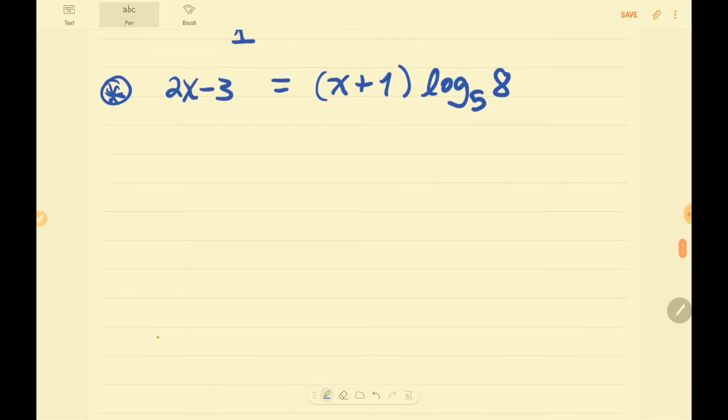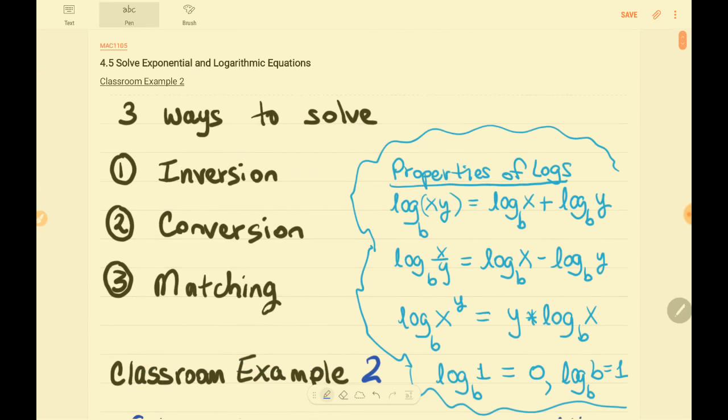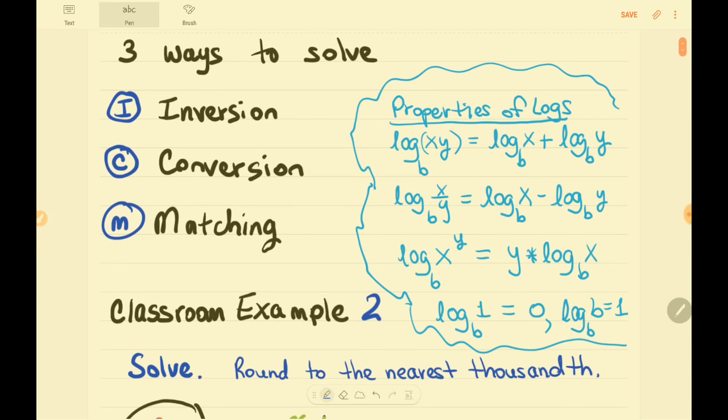So I guess I'll leave it there and do some more videos, more examples. I'll try to move more quickly so that you can see more. And I'll keep referring back to these. Instead of numbering them, I'll use I for inversion, C for conversion, and M for matching. So I'll try to talk about why I'm choosing a certain method depending on the problem as we go forward.